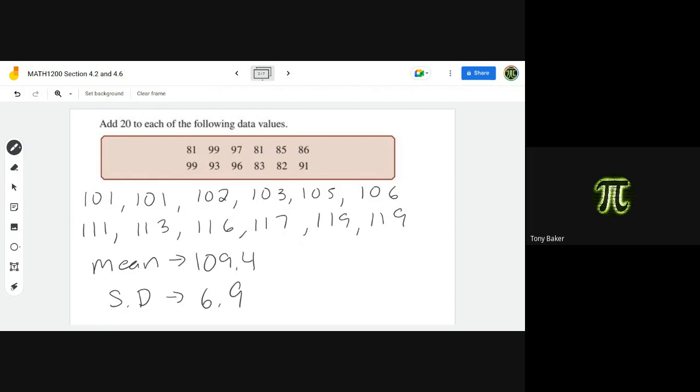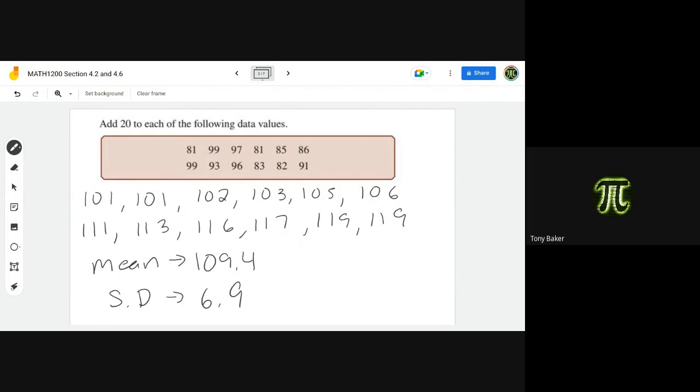What do you notice? What's the difference between the mean of this one and the mean of the last one? It was just plus 20. So if you added the same thing to every one of them, the mean's literally going to change by the exact same thing. What do you notice about the standard deviation, though? They're the same. What is standard deviation telling me? The spread. If I added 20 to every single one of them, did the spread change?